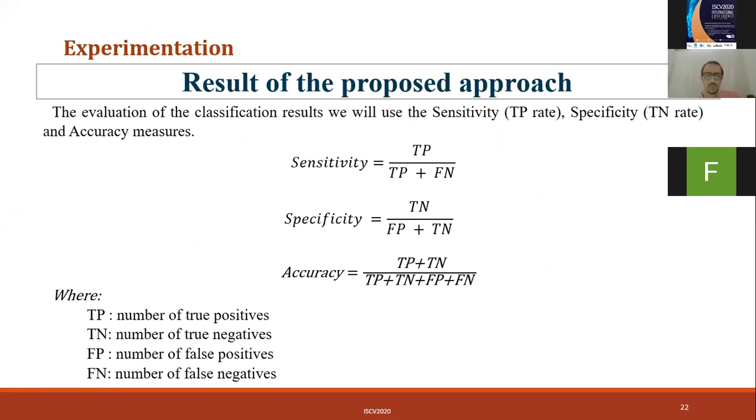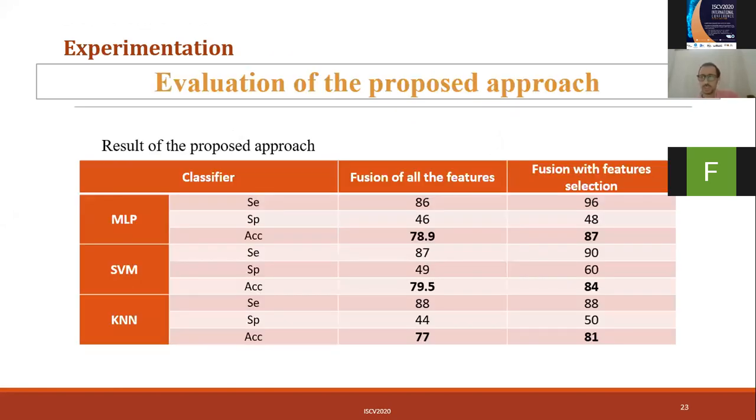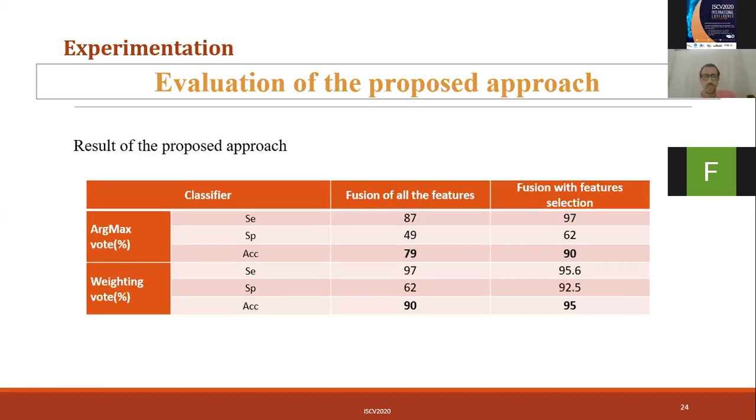For the evaluation of our proposed approach, we will use sensitivity, specificity, and accuracy. The given table presents the results of our proposed approach, where we use classifiers like multilayer perceptron, support vector machine, and the KNN. And it's clear that the use of the selection method combined with the classifiers gives a satisfying result. And when we use the voting technique, it enhances the classification performance even more, as we can see in this picture. And when we use the weighting vote, we can have a 95% accuracy rate.